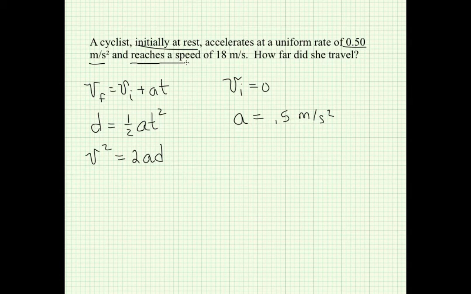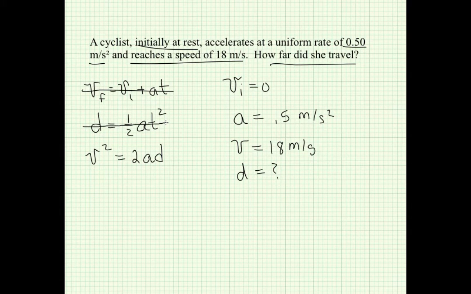We're going to reach a final speed of 18 meters per second. So that's my final speed is going to be 18 meters per second. And the question is, how far did she travel? So I want to know the distance that our bicyclist went. What is the distance? We have these three equations. This top one doesn't work. I don't have time. The second one doesn't work. I don't have time, and I'm not looking for it, which leaves us with our third kinematic equation, and I have v squared equals 2ad.